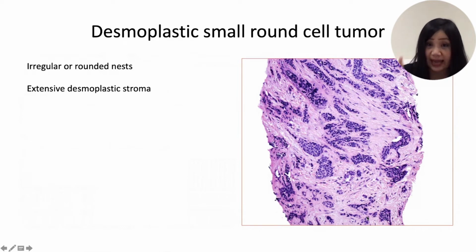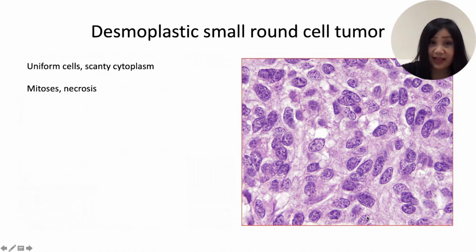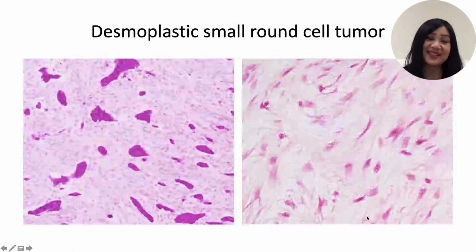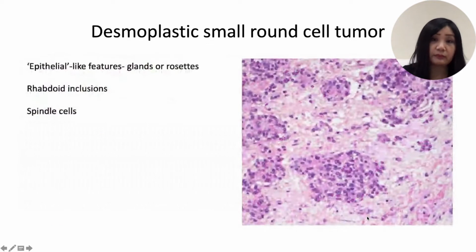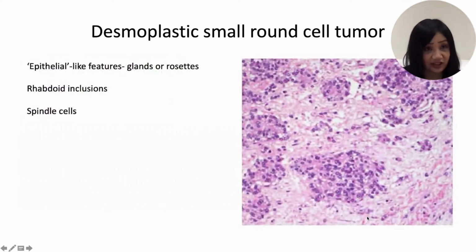Again, we can see the very angulated nests of uniform rounded cells. There is scanty cytoplasm, variably associated with mitoses and necrosis. This is the stroma, very bland spindle cell stroma, and we can see the marked angulation of these nests with extensive stromal changes. Some morphologic variations.